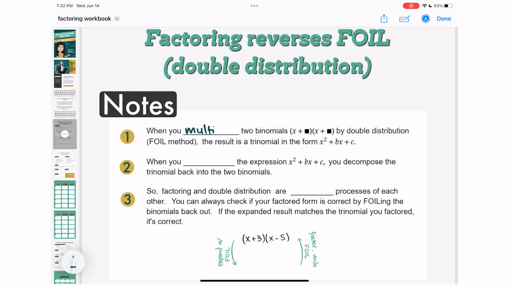When you multiply two binomials by double distribution, the result is a trinomial in the form x squared plus bx plus c. When you factor the expression, you're decomposing the trinomial back into the two original binomials. Factoring and double distribution are reverse processes of each other, so you can always check if your factored form is correct by FOILing the binomials back out.